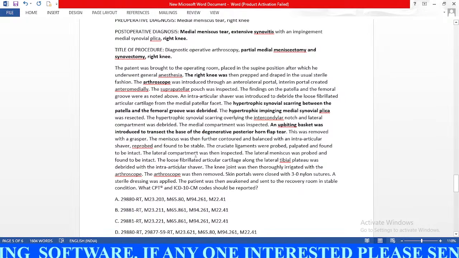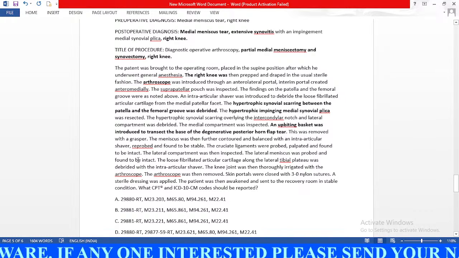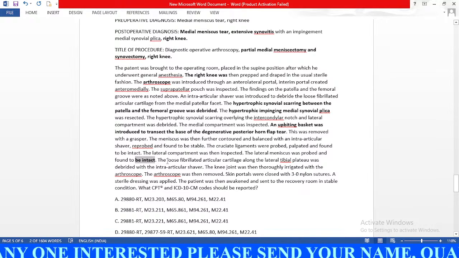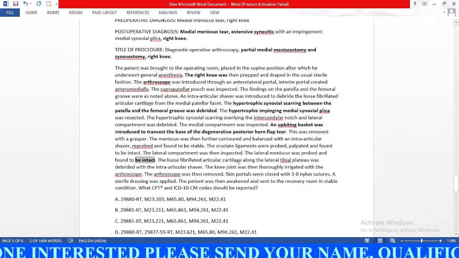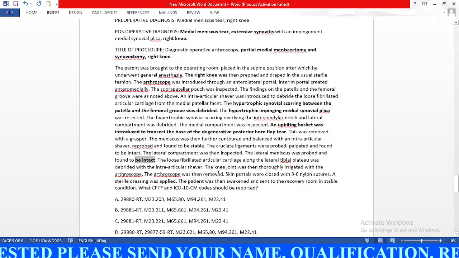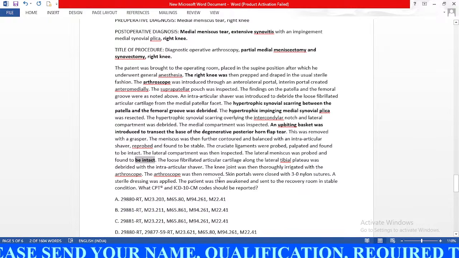So the lateral compartment was then inspected. The lateral meniscus was probed and found to be intact. So there is no problem with the lateral compartment also. The loose fibrillated articular cartilage along the lateral tibial plateau was debrided with an intra-articular shaver. The knee joint was then thoroughly irrigated with the arthroscope. The arthroscope was then removed.